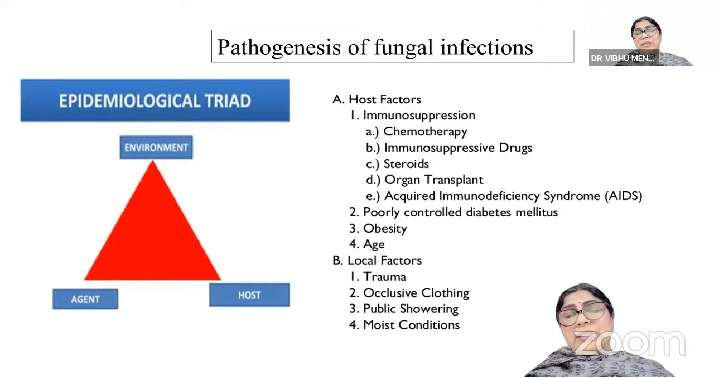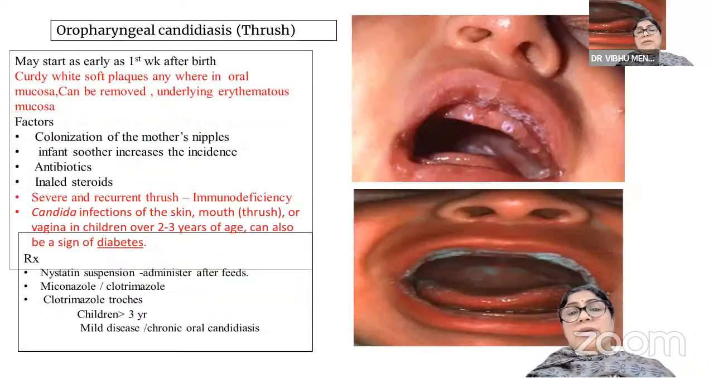Then we come to the host factors. We know that most of these fungi are not pathogenic, but there may be certain breaches in the host defense, in the form of somebody who is on steroid therapy, receiving immunosuppressive agents, receiving chemotherapy, or having HIV or primary immunodeficiency, and even uncontrolled diabetes mellitus. Obesity can also predispose children to acquire these infections.